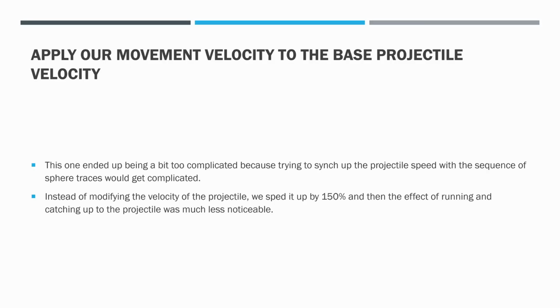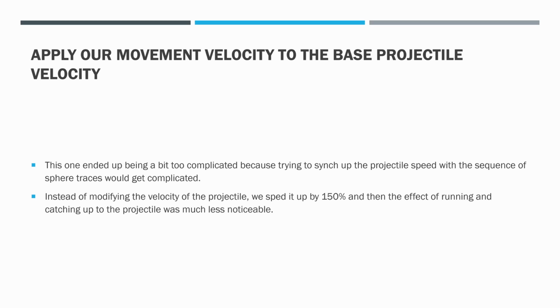Okay, the next issue was applying our movement velocity to the base projectile velocity. So this one ended up actually being a bit too complicated. The reason being is that it's going to be very difficult to dynamically sync up the projectile speed with the sequence of sphere traces. Okay, so what we did right now is we have 2 separate things running that are completely unrelated. We have a fake projectile that's just for looks, but doesn't do anything. And then we have a separate sequence of timed sphere traces with fixed timings that kind of matches the speed of that.